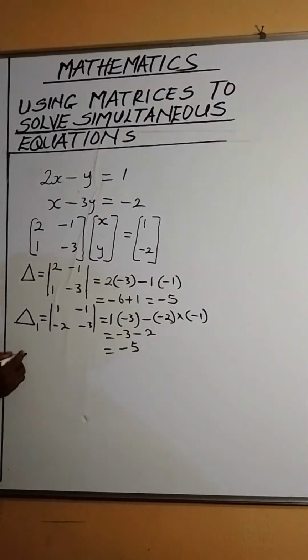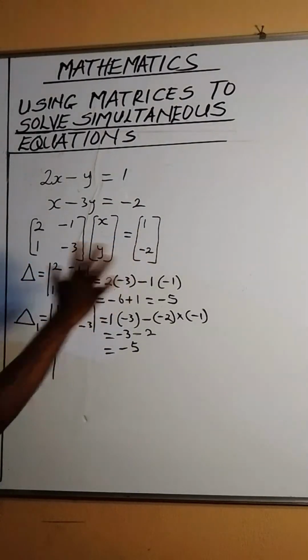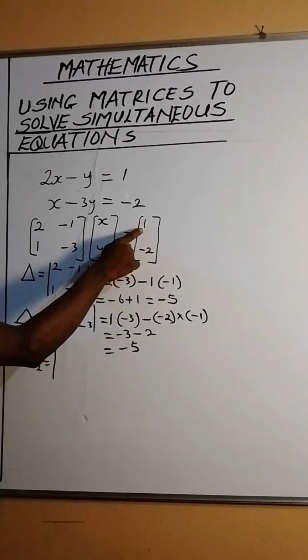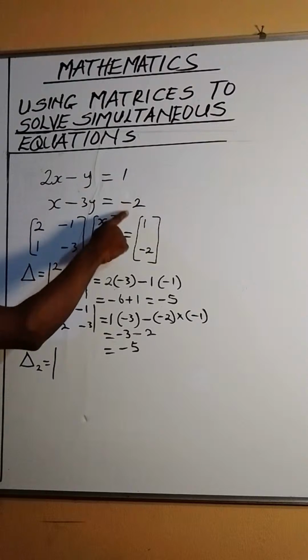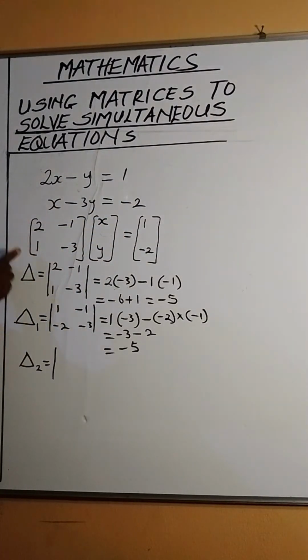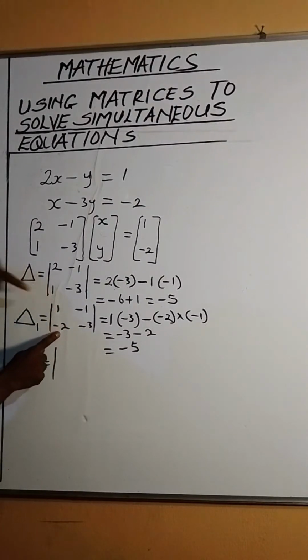Then let's go to the second determinant. The second determinant is determinant 2. This will be used to find y. Okay, so to get this, let's put our sign for our determinant. Now, you remember in determinant 1, we used this constant here, 1 and minus 2, to replace the first column, 2 and 1. Instead of having 2 and 1 here, we now have the first column, 1 and minus 2.